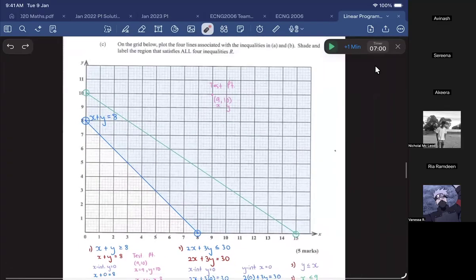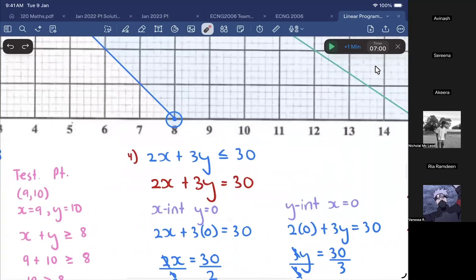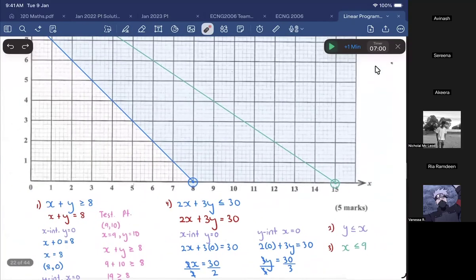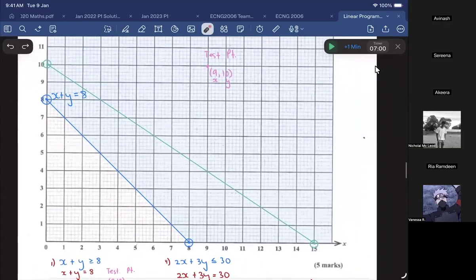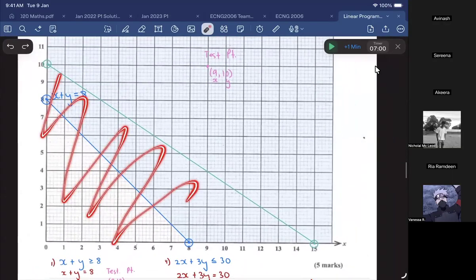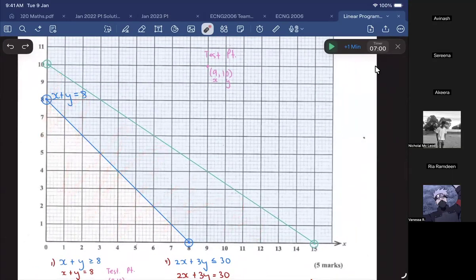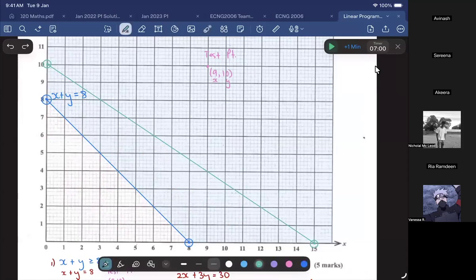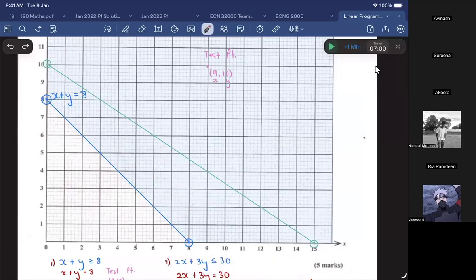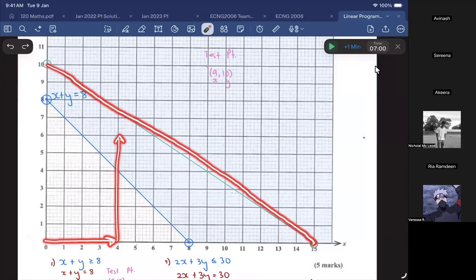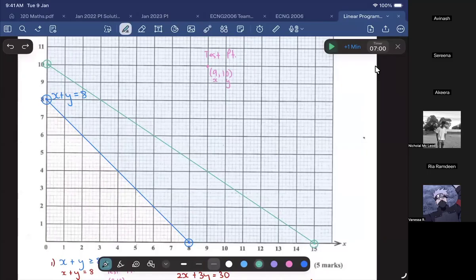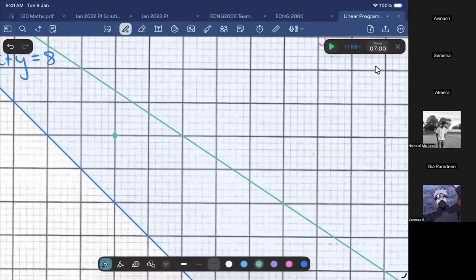Forget about this other line over here. Right now we are dealing with 2x plus 3y equals 30. So any point over here. 4 and 6. Let me see if that'll work. I'll move 4 spaces to the right, and then 6 spaces up. Is that below the green line? Yes, it is. Great. This is going to be our test point.